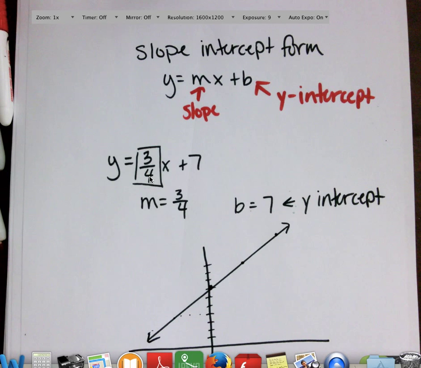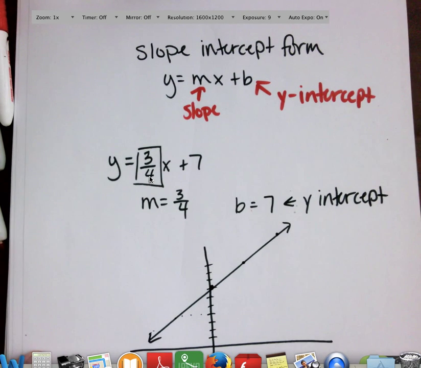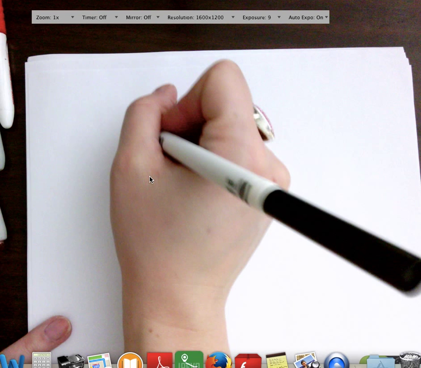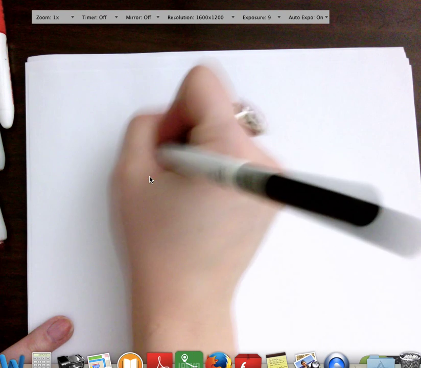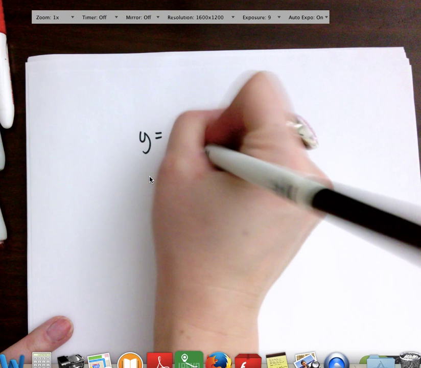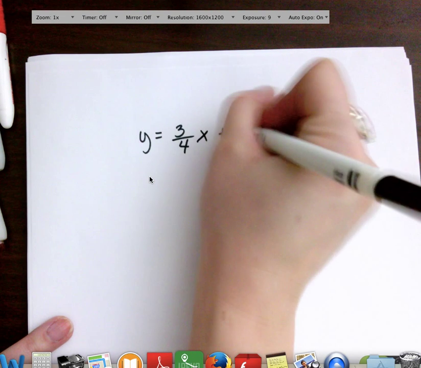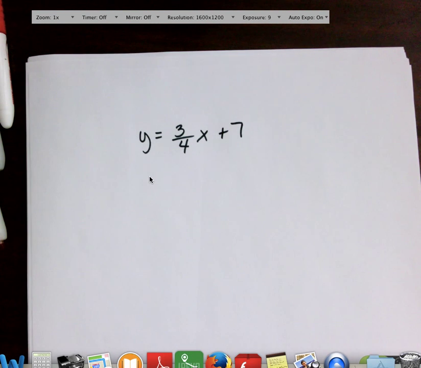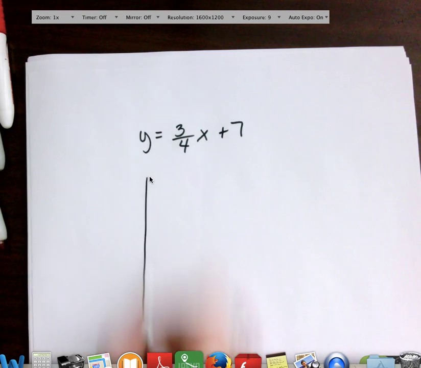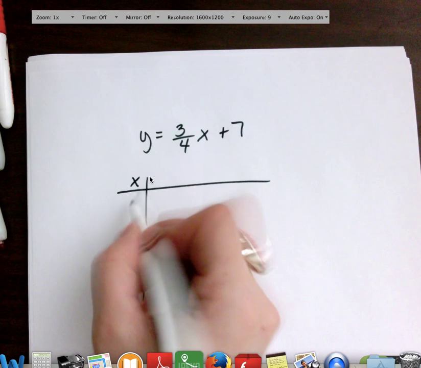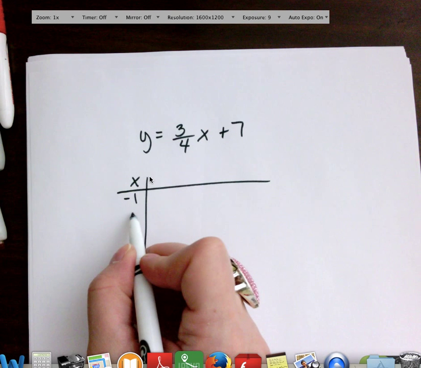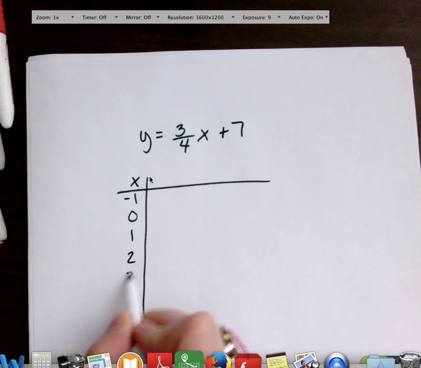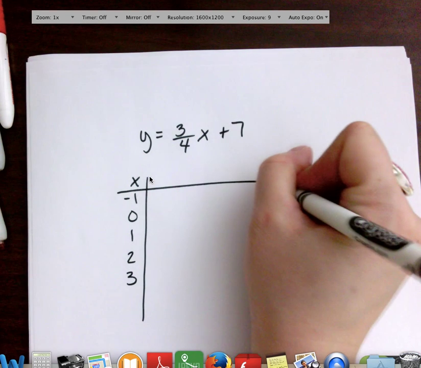What's really great about this is that you're given a whole bunch of information here and you might not even know it. So let's look at this same equation, y equals 3/4 x plus 7, and let's say I wanted to plot ordered pairs for this equation. So if I have a table that I need to fill in, and let's say I'm going to do -1, 0, 1, 2, and 3, I need to know what my y value is going to be for each of these.